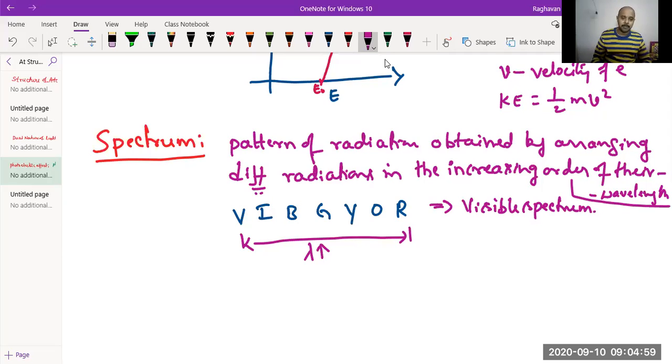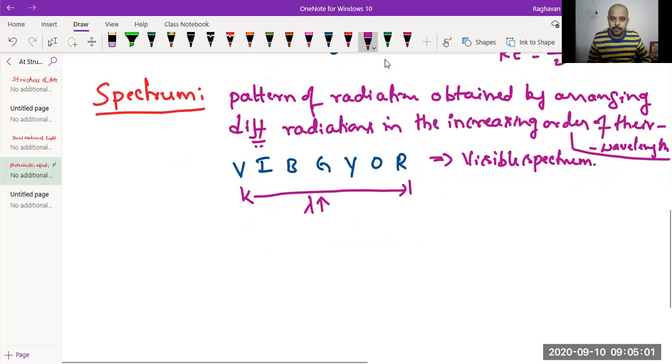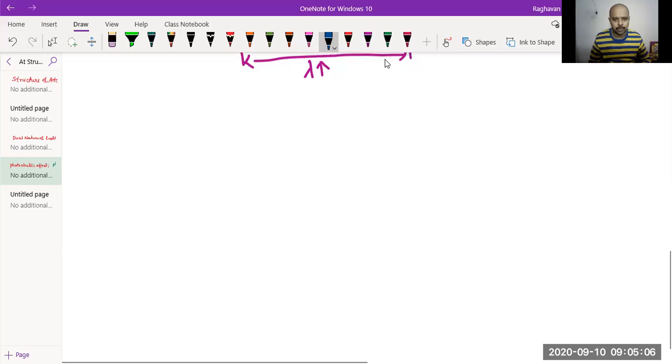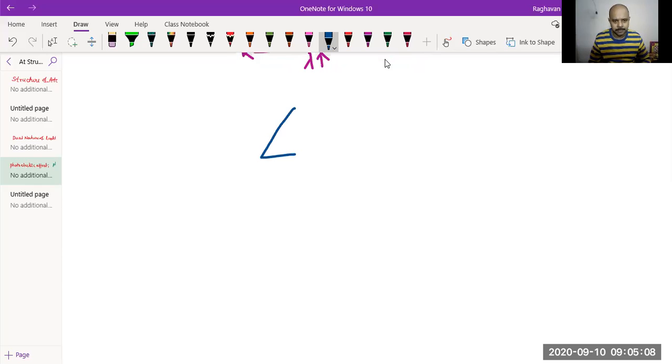How do you get a spectrum? By the dispersion phenomenon, correct? By dispersion. What do you need to do? You need to take a prism, okay, and you need to pass some ray of light into that.